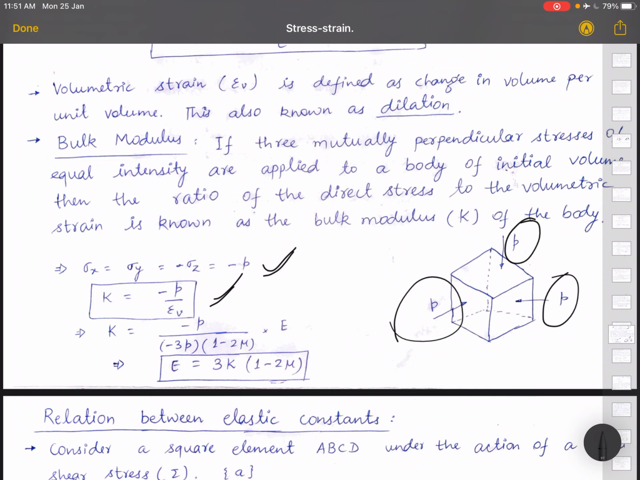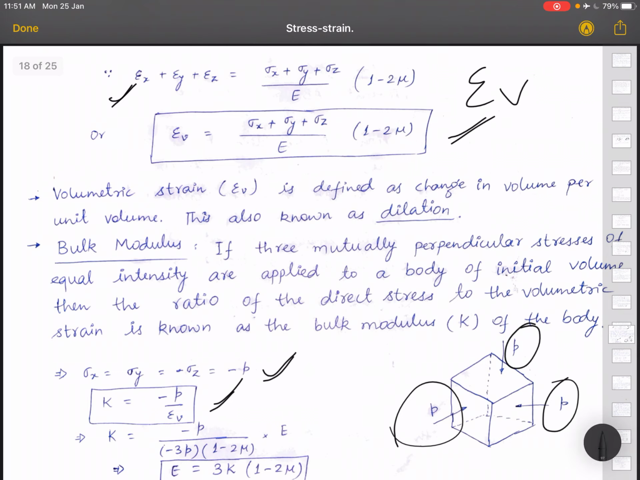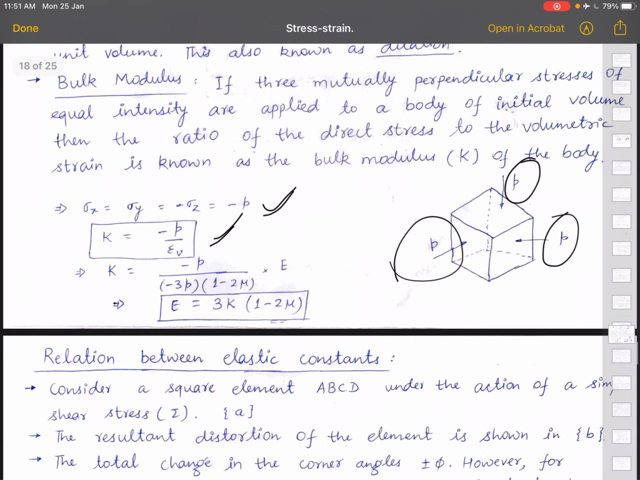Epsilon v we know. How much is epsilon v? Epsilon v we can write from here, if we put sigma x, sigma y or sigma z equal to minus p. So put epsilon v from here and in this equation you will get E is equal to 3K (1 minus 2 mu). So this is the relation between E and K.